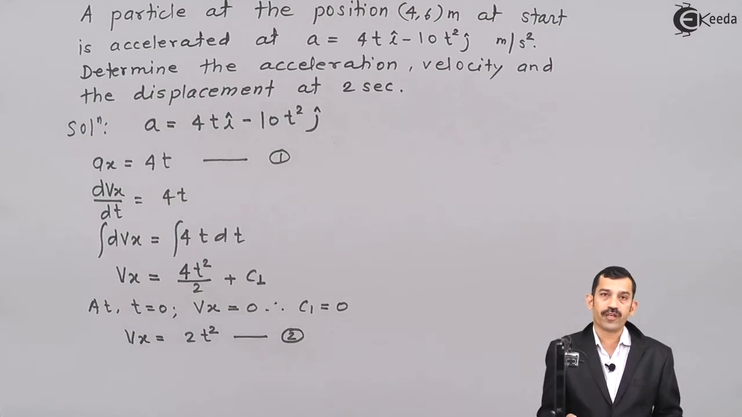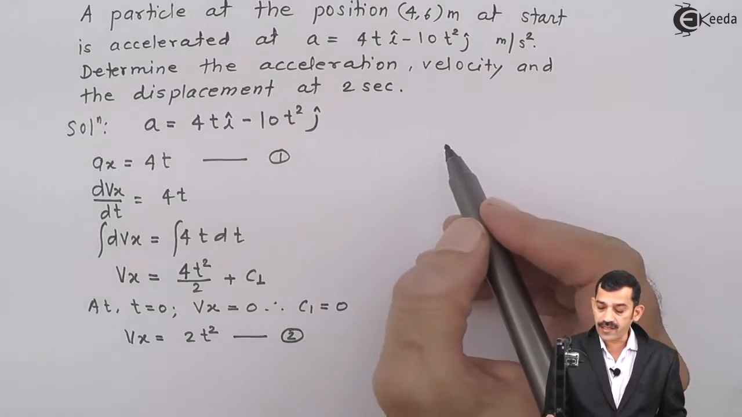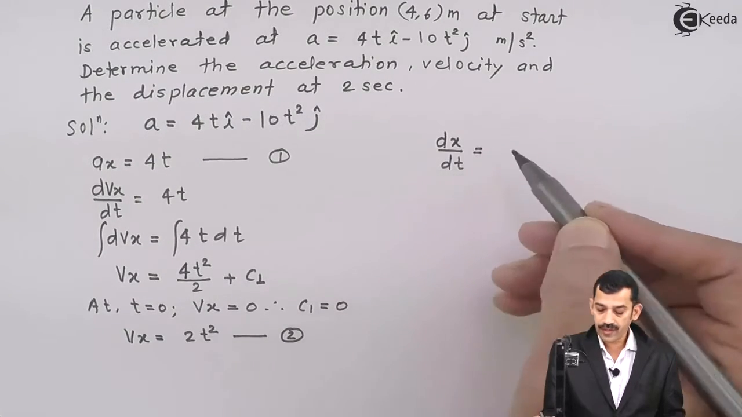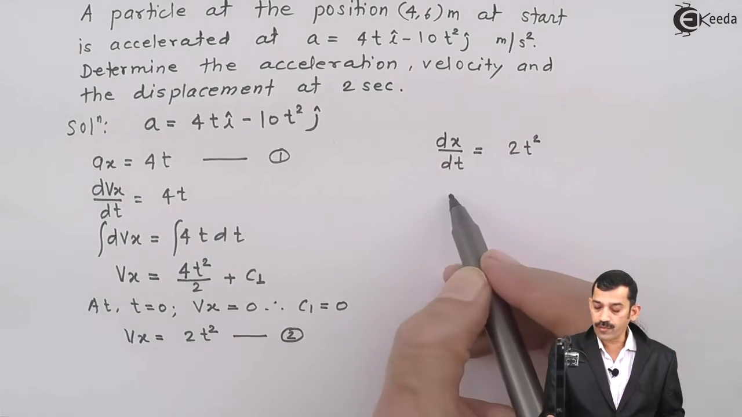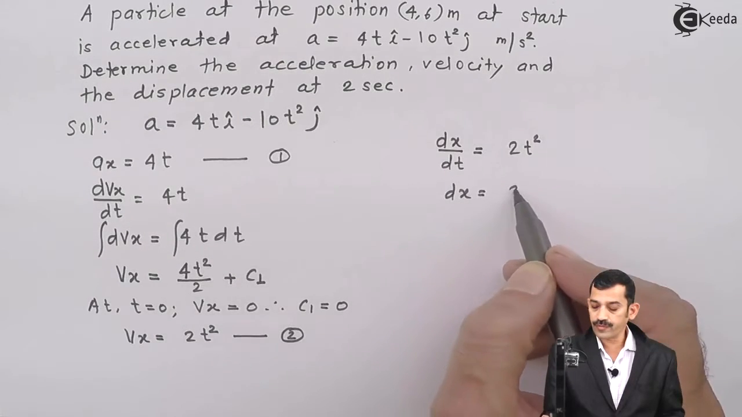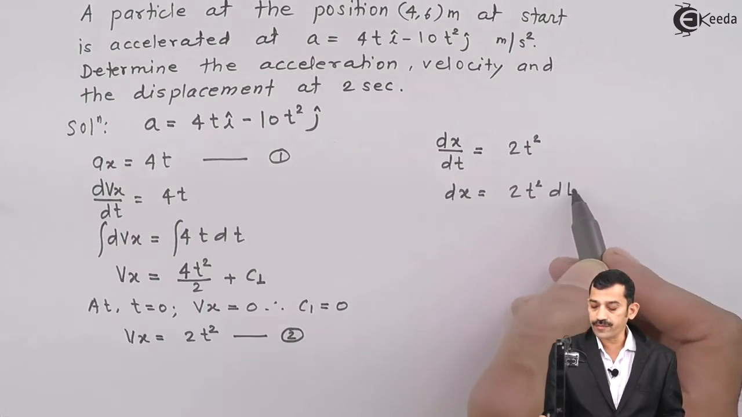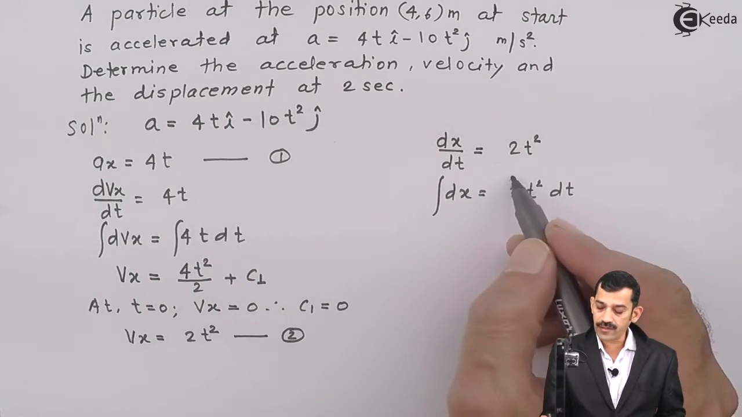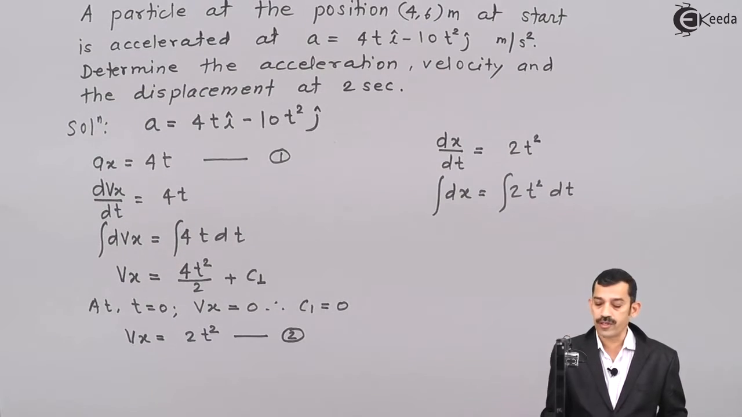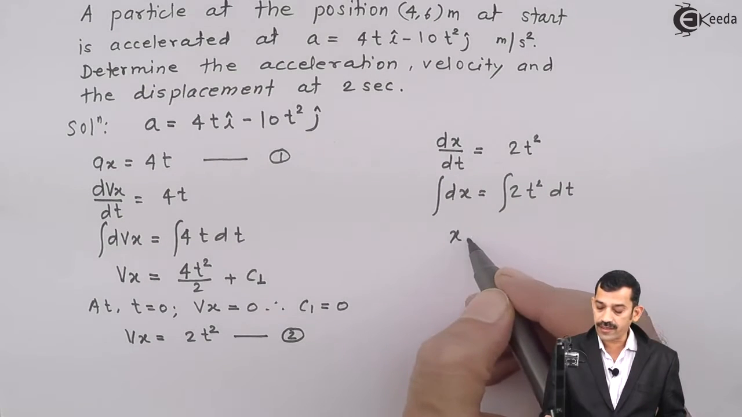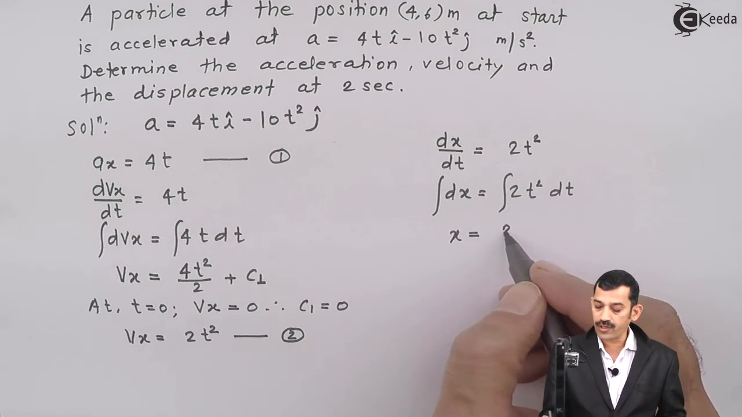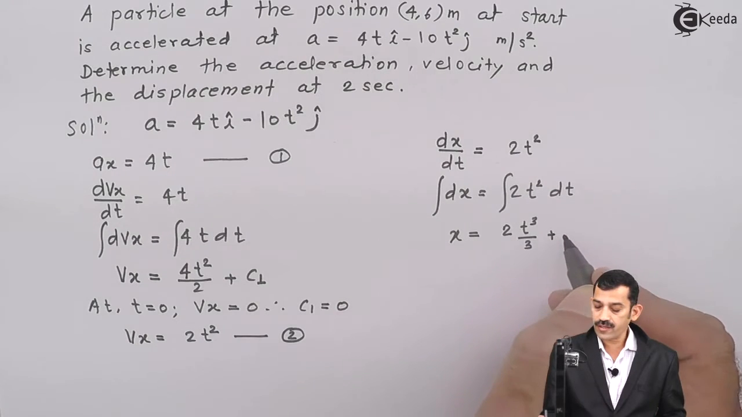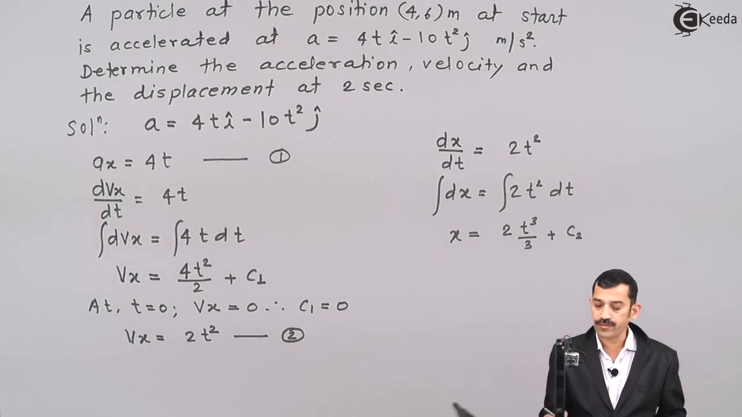Once we get the equation of vx, we write vx as dx by dt. From this one, dx equal to 40t dt. Now if we integrate this equation, the integral of dx equal to the integral of 40t dt. The integral of dx is x. The integral of 40t is 20t square plus a different constant of integration, say c2.